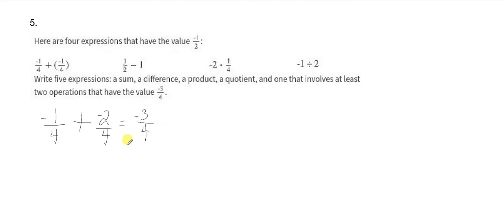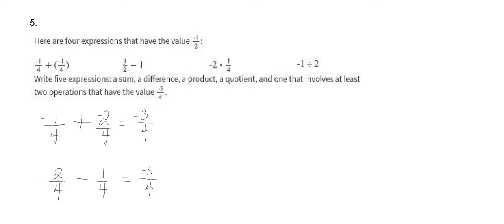And let's do another one. Let's do a subtraction. So we have to subtract and get to negative 3/4. Where could we start? If we started at negative 2/4, we'd only have to go back 1/4 to get there. So that would be one.